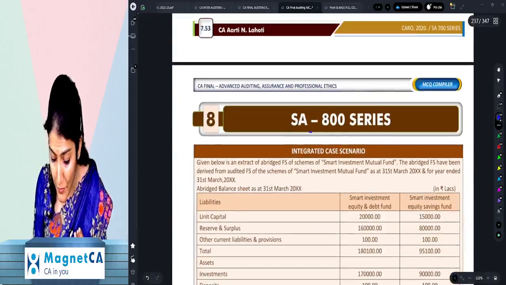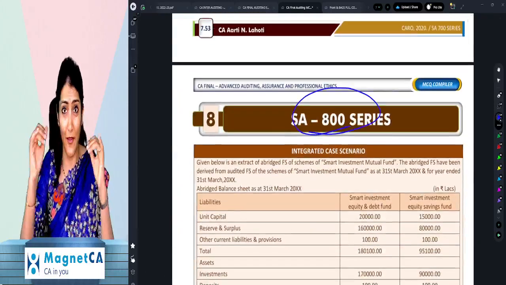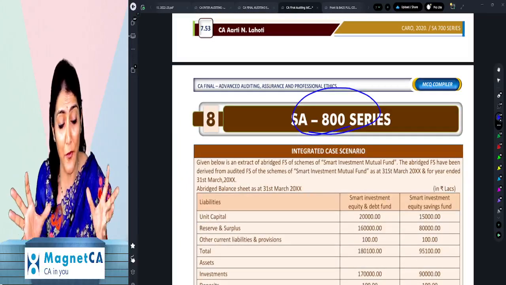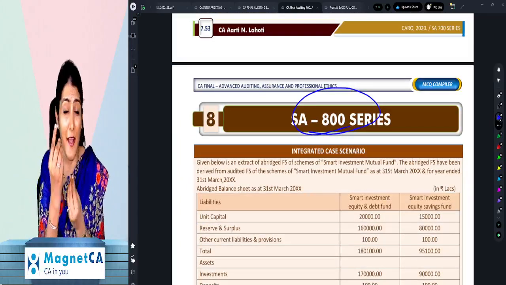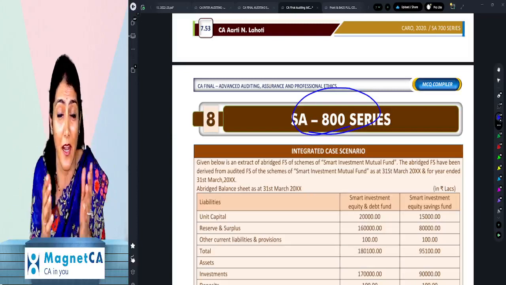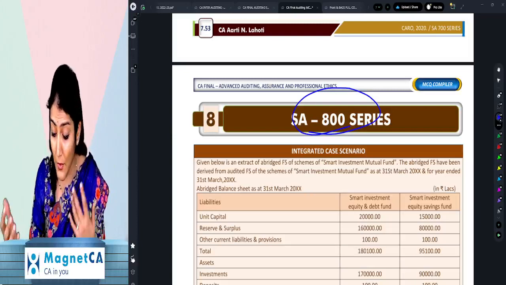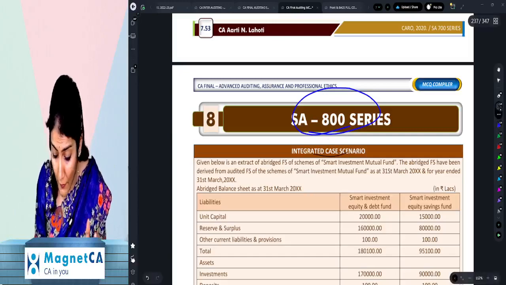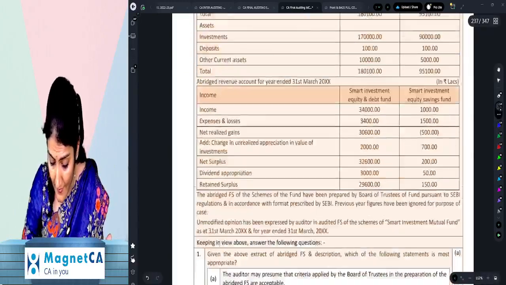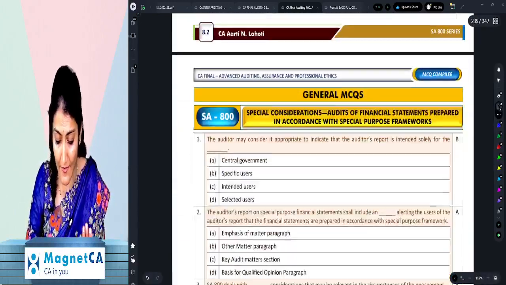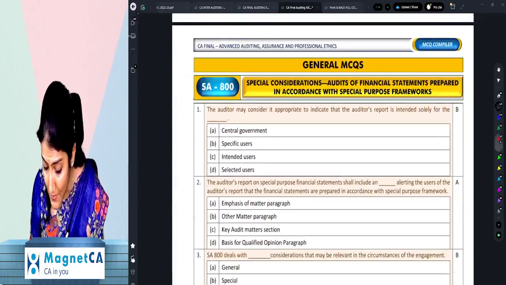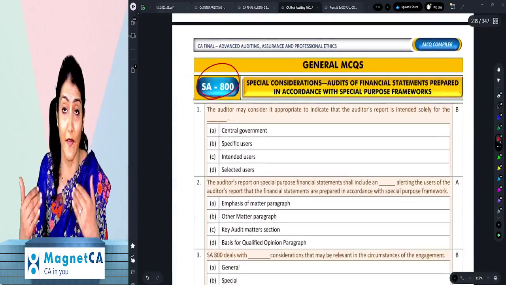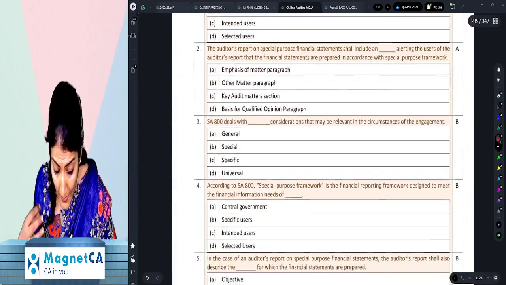And then if I come to the SA 800, you have SA 800, the special purpose framework, 805, single financial statement or specific element, account or item, and 810, the engagements to report on the summary financial statements, right? So first, for this entire 800 series, we have an integrated case scenario over there, and then the general MCQs for the 800 series, right? So that's a very important part.